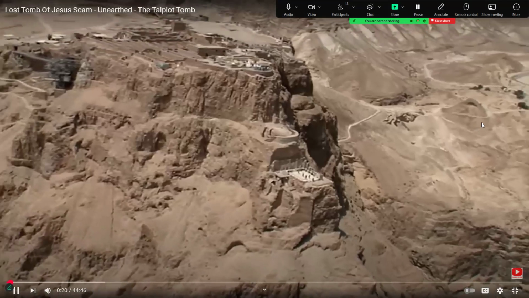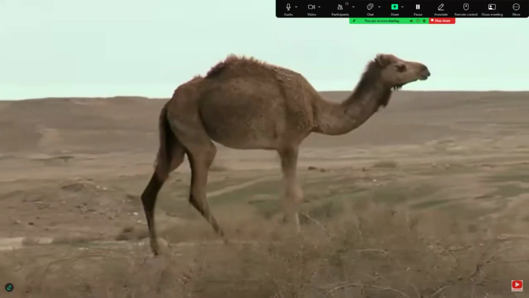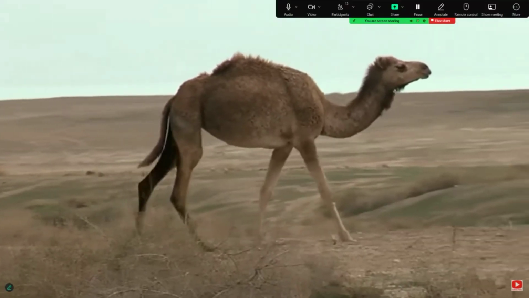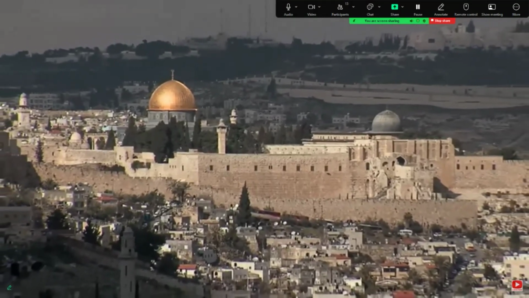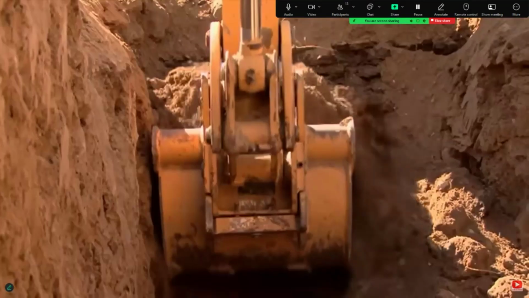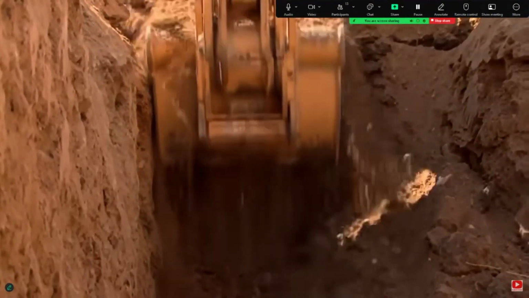Israel. An ancient land of endless ruins which all have stories to tell. Of the many treasures to be found among Israel's rich historical remains is a tomb that was unearthed in 1980 in Talpiot, east of Jerusalem.